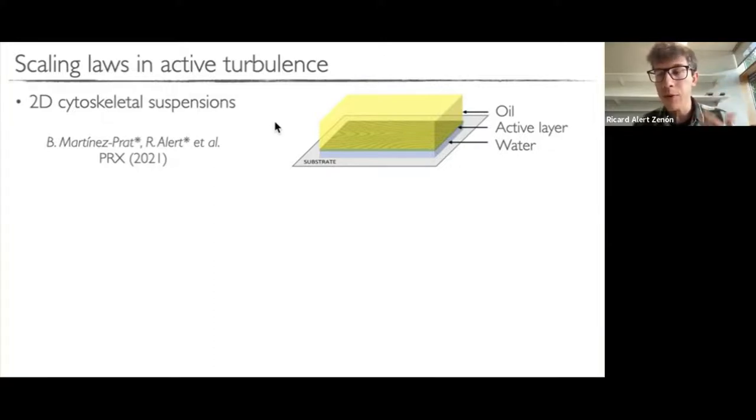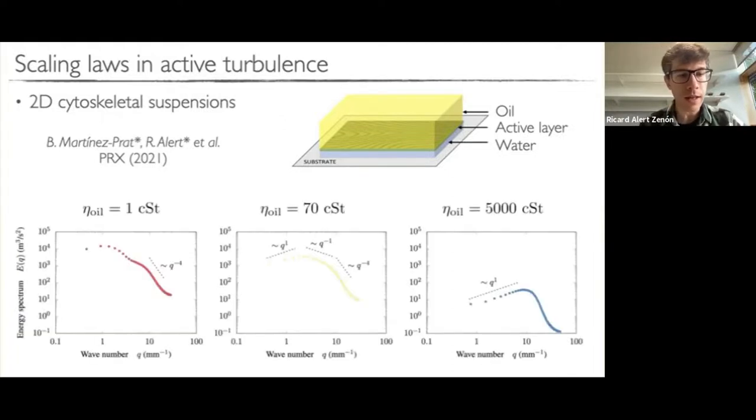And so what we then did was to compute the spectra in these flows. And what we see is that in a number of different oil viscosities, we see these two scaling regimes that I was talking about, the Q to the minus four at small scales and the Q to the minus one at some intermediate scales. But then we had a surprise, which is that at even larger scales, there's a new scaling law that emerges in the experiments. And it's this scaling law that scales like Q to the one.